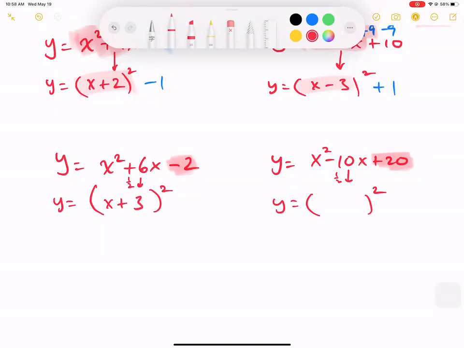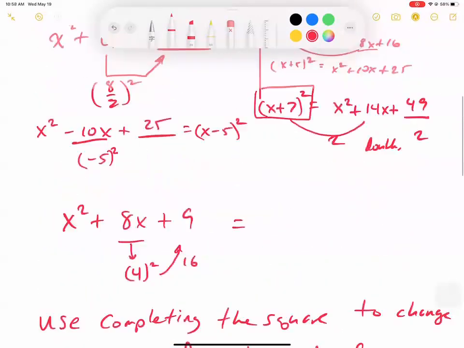On the right, what number am I going to write here? X minus what? In the chat, if you can write, what's that number? You can private message me. Thank you. Perfect. Got it. Easy, right? That's going to be 5. We always divide the middle by 2.